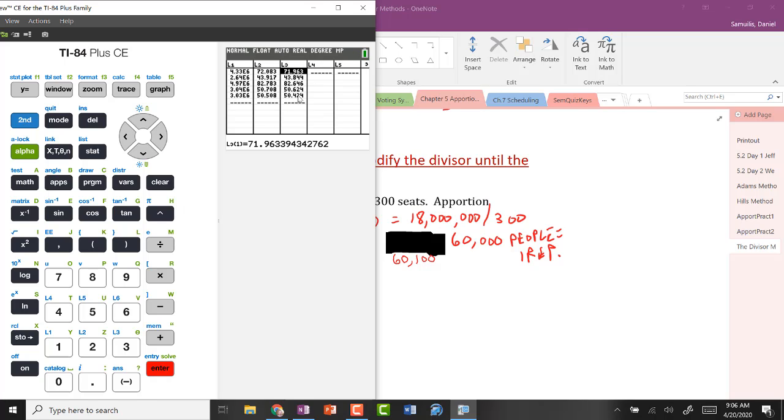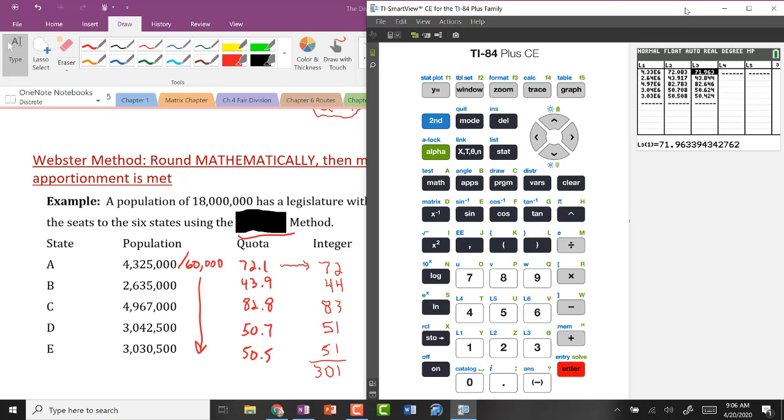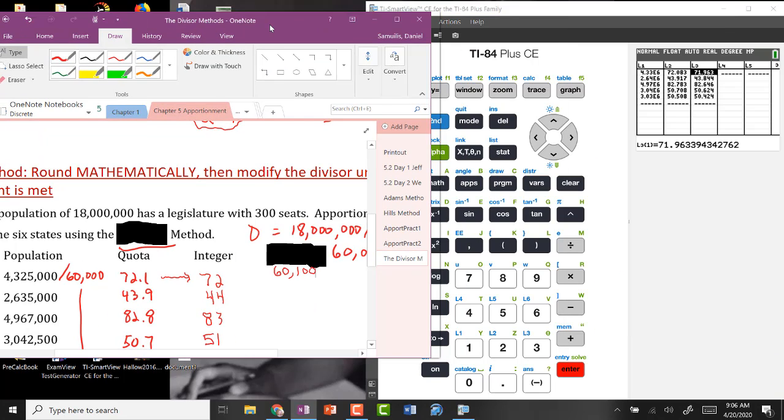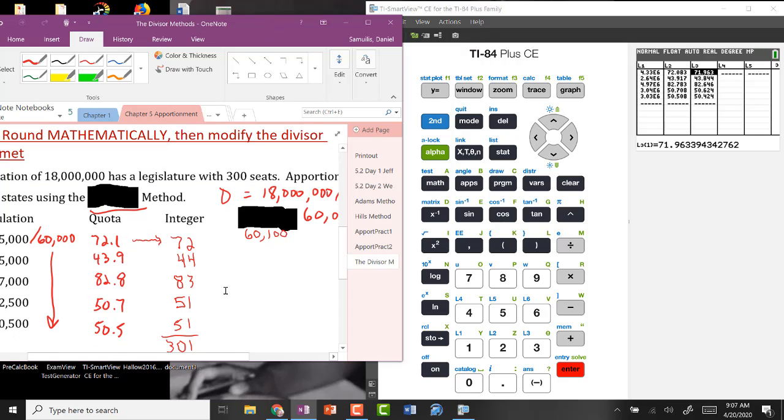Well, there's that 50.4, just what I thought was going to happen. 43.8 still goes up. And what's interesting about the Webster method, since we round mathematically, 71.9 still rounds up to 72. So that one didn't change. 43.8 will still be 44. 82.6 will still be 83. 50.6 will still be 51. 50.4 now goes down to 50 because of mathematically rounding. So I'm going to go ahead and write those down. I guess I'm switching sides here. All right, so I do want to write the decimals down now.